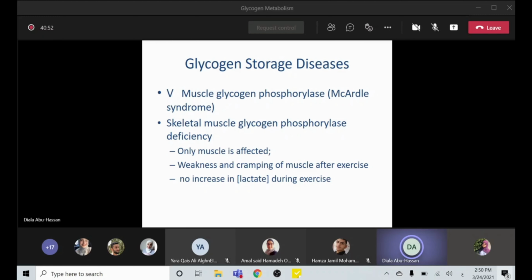And muscles are going to use this, the glucose released from glycogen for their own use. ما بيطلع لا للبلد ولا لغيرهم. بيستخدمهم إلهم وخصوصا في حالة لما بيكون they're exercising. فبالتالي شو اللي بيصير عندهم؟ There would be weakness of the muscle, cramping of the muscle because there's not enough fast source of energy to provide these exercising and muscles that need large amount of energy.